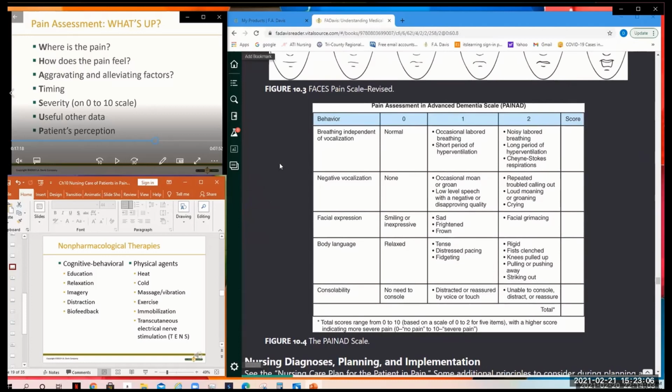Looking at their negative vocalization, if there isn't any, you can give them a 0. If they have an occasional moan or groan or maybe a low level speech with a negative or disapproving quality, you can give them 1 point. And if there's been repeated troubled calling out, loud moaning or groaning or crying, give them a 2. Look at the facial expression. If they're smiling or inexpressive, you don't give them any points. If they seem to be sad, frightened, or if they frown, you can give them 1 point. But if there's actual facial grimacing, you're going to give them 2 points.